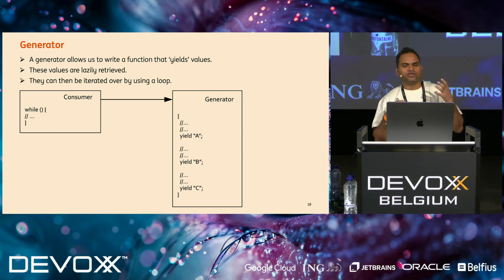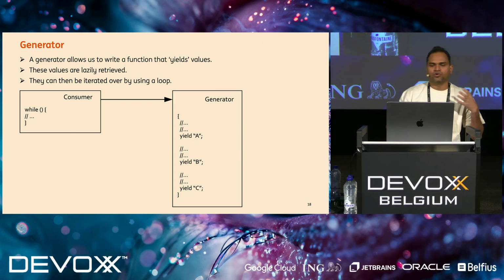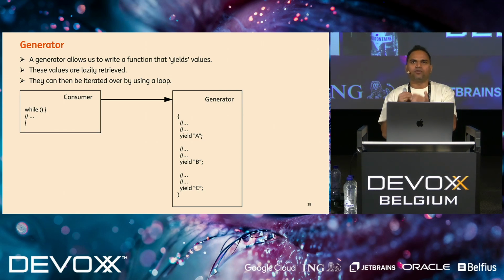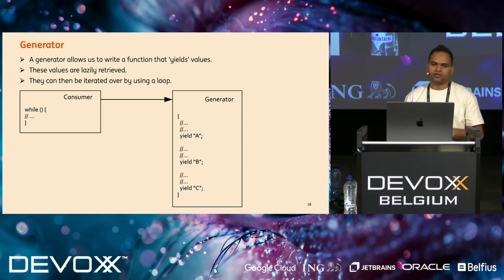So let's say you are generating values after some complex calculation or resource-intensive tasks. You don't want to do all of that upfront, right? You only want to do that when it is needed. So that's when you would use a generator.